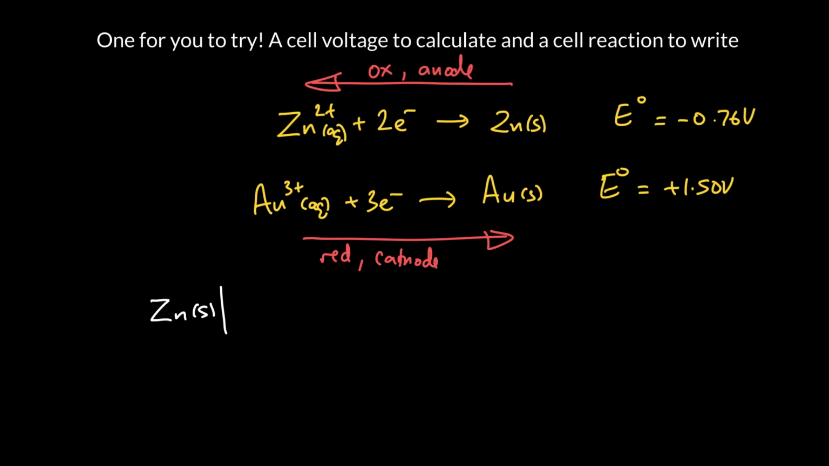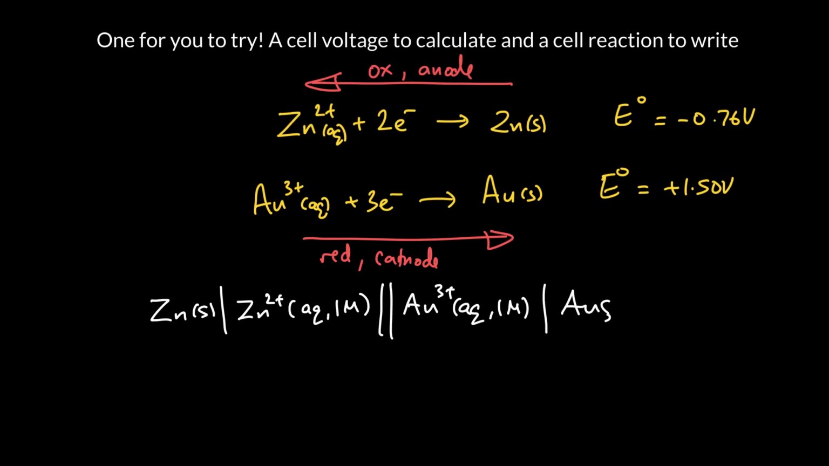And then we put a line for the phase boundary, so then we're going to have zinc 2 positive. And I guess we should stay under standard conditions until we know how to handle non-standard conditions. There's our salt bridge. Then we've got the gold 3 positive. And at the very end, we've got the electrode. So we need the solid gold to be the electrode at the far side. So that's the first part to it. So if you got that right, well done.